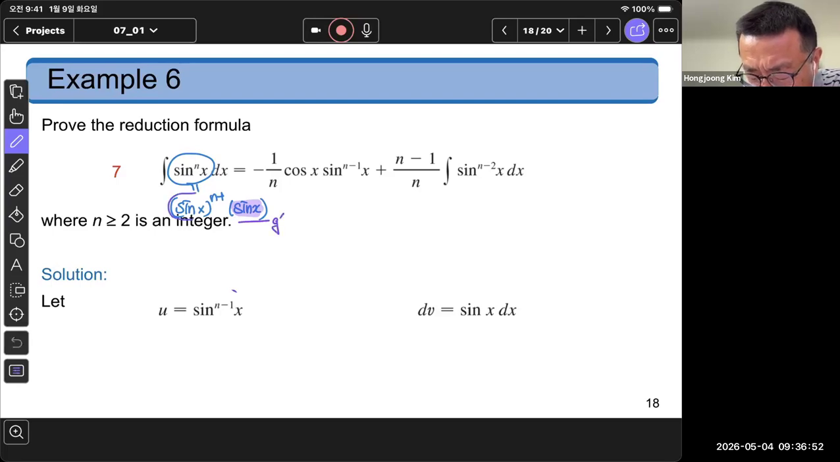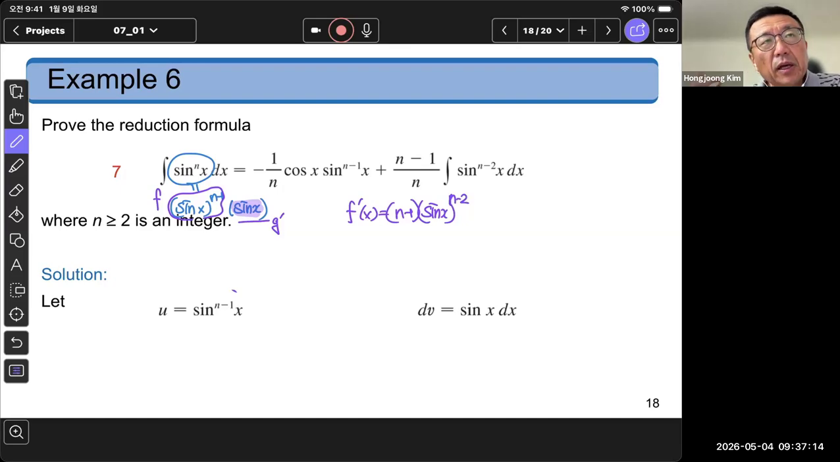And sine x to the n minus 1 is f. Then what is f prime? That will be n minus 1 times sine x to the n minus 2 times the derivative of sine, which is cosine x. Okay? And if sine x corresponds to g prime, what is g?